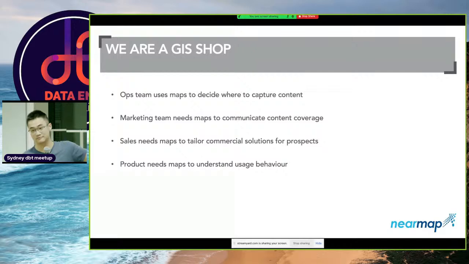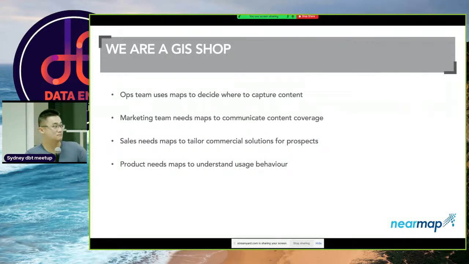Things like our ops team. They manage the flights. Where do we fly? When do we fly? What camera? Do we fly this city or that city? And they make a lot of maps, telling our pilots where to fly, but also to communicate to the rest of the company as well, coordinating all that go-to-market stuff.